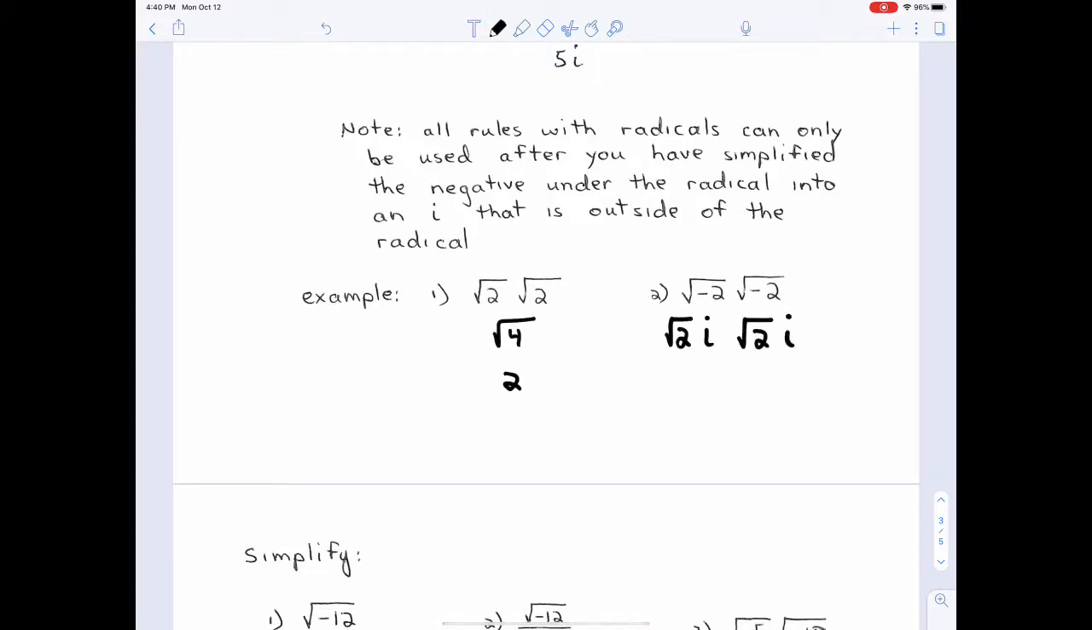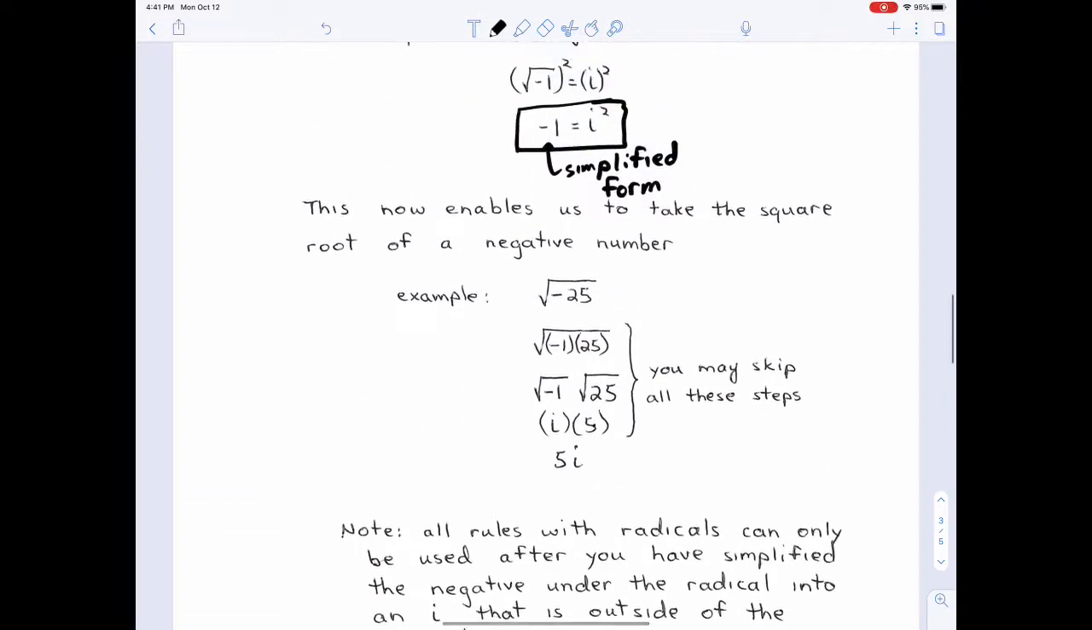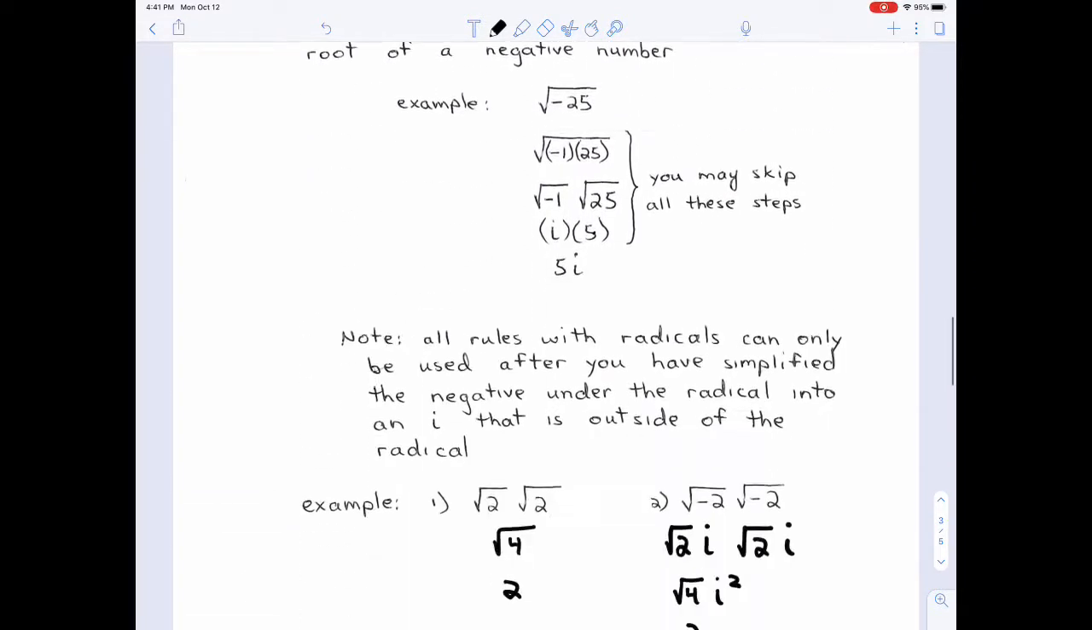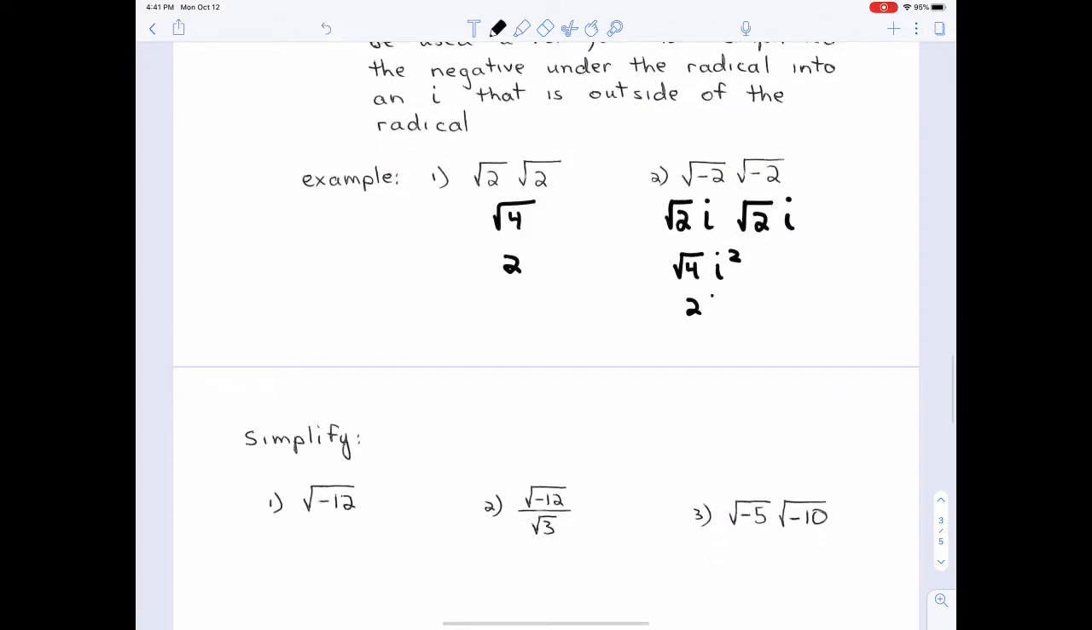Now we can combine the 2's because they're written as real numbers. So square root of 2 times square root of 2 is square root of 4, and i times i is i squared. Okay, what's the square root of 4? 2. And what's i squared? Remember up here, we said i squared is negative 1. So it's 2 times negative 1, which is negative 2.